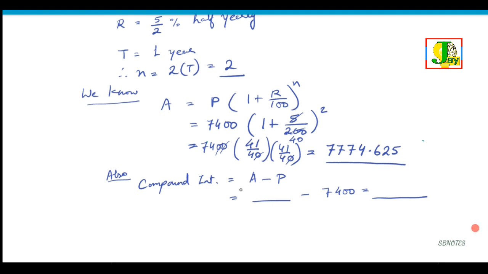Now we're going to find the compound interest. So the amount is 7,774.625 minus 7,400. So you are going to get 374.625. Now we know that the answer is in two decimal places, so after rounding it off, we get 374.63. So this is the compound interest you're going to get.